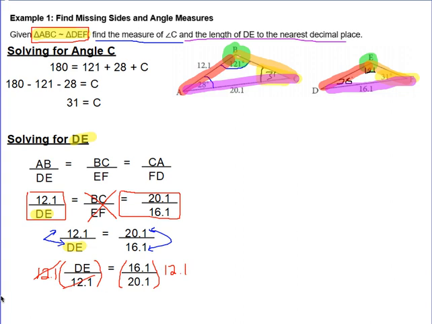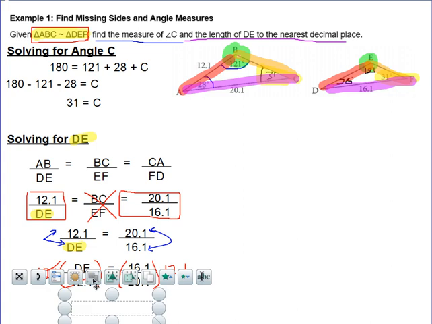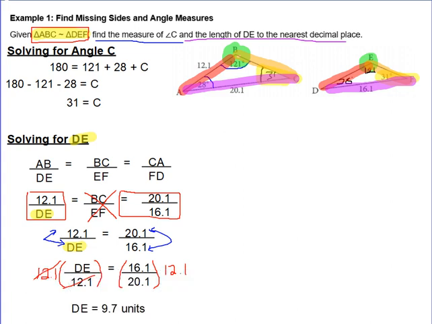We go to our calculator and I type in 16.1 divided by 20.1, and we get a nasty decimal, but keep that decimal in your calculator, and times that by 12.1, and we should get 9.692, and so on. But it just wanted it to the nearest decimal place, so we can round that to just 9.7 units. So there you have it. DE is 9.7 units. Okay.